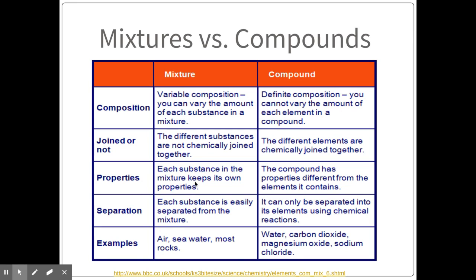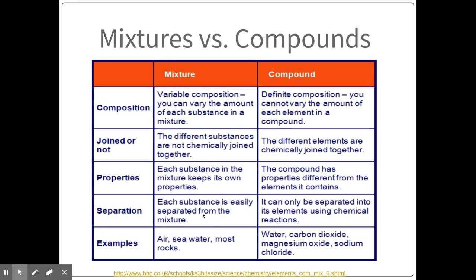The next category is properties. A mixture has properties of the things that make it up. So each substance in the mixture keeps the properties that it already had, and those properties are evidenced in the mixture ultimately, even after it's mixed. Whereas with a compound, the compound has completely different properties from the elements that make it up. Again, that flammable hydrogen gas and flammable oxygen gas create liquid water that puts out fires. Very, very different properties.